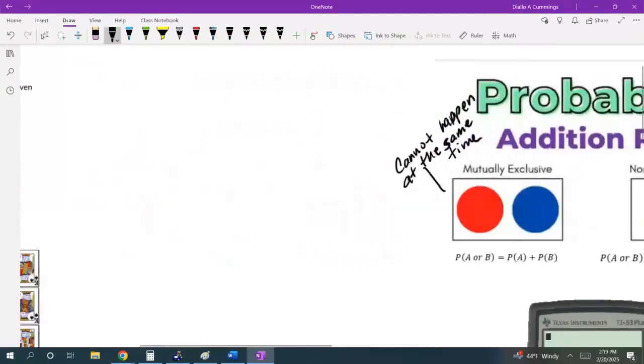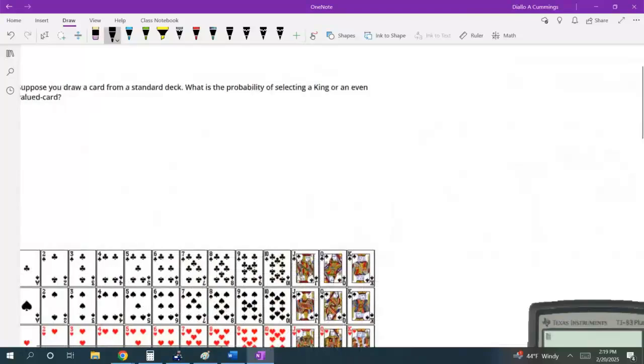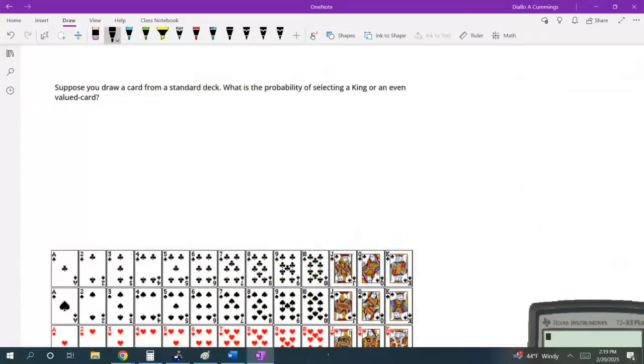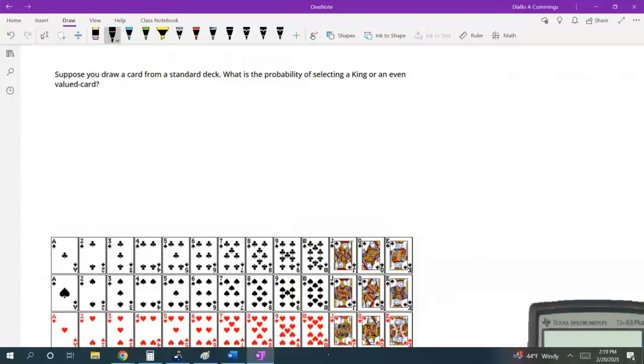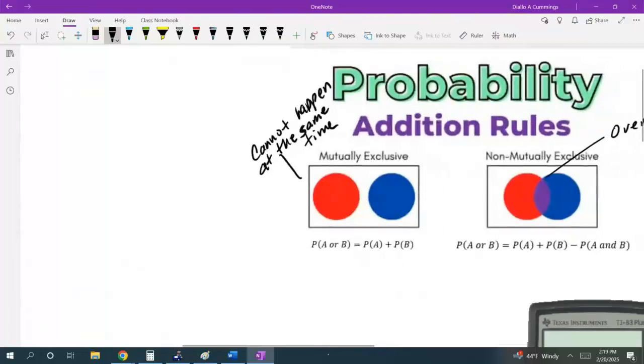So if we take a look at our question, it says, suppose that from this standard deck, what is the probability of selecting a king or an even card? These two events are mutually exclusive. That means that there aren't any even kings. You either have to be a king or you have to be an even card.